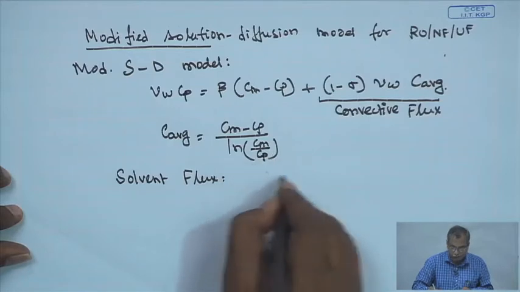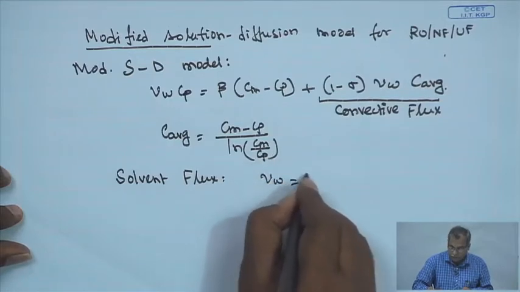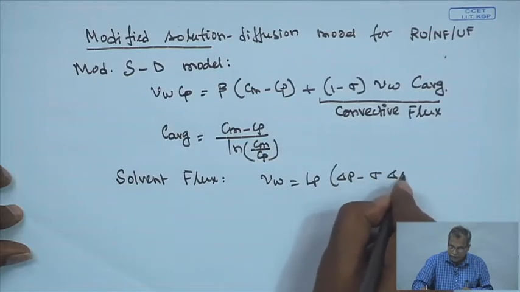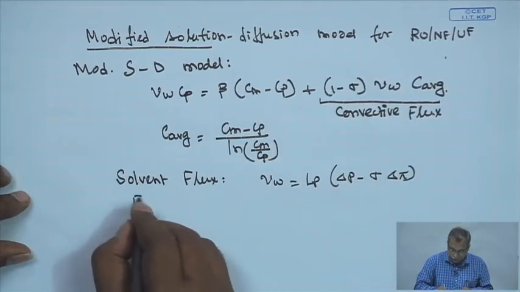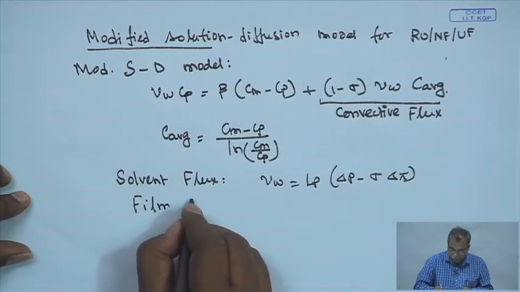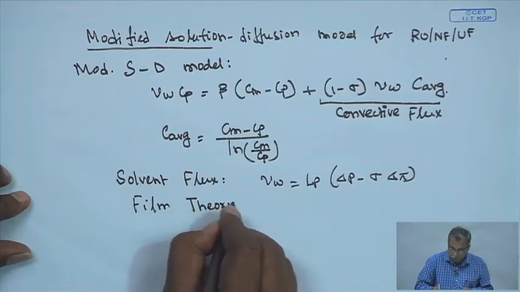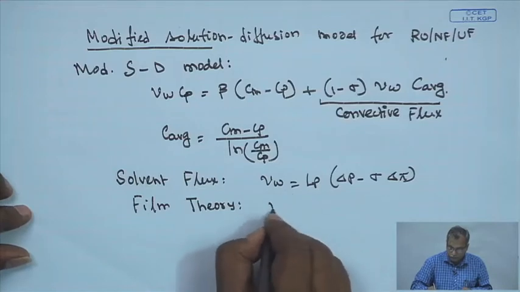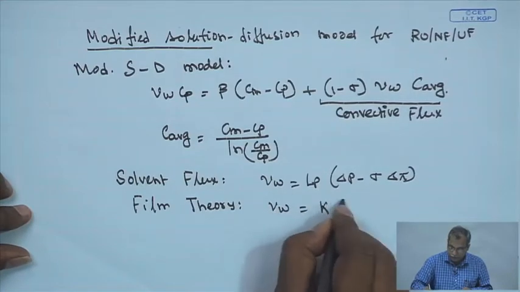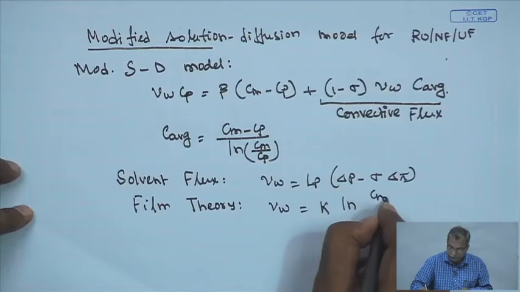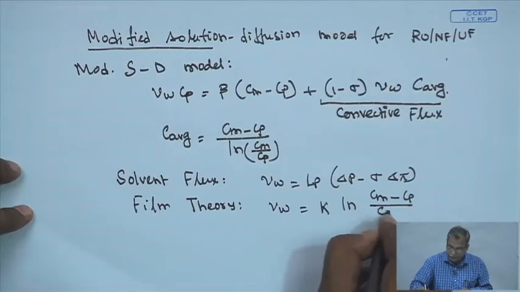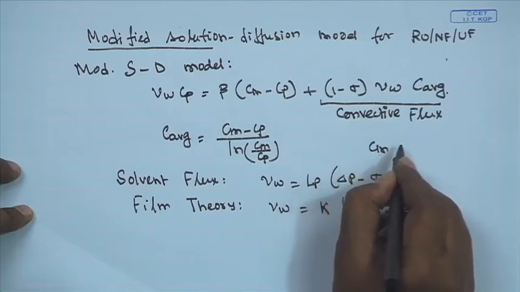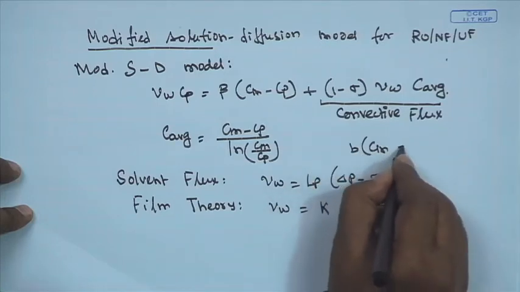So, that will be nothing but Vw = Lp(ΔP − σΔπ), and you have the film theory model for the flow through the flow channel outside the membrane. Vw is equal to k ln[(Cm − Cp)/(C0 − Cp)], and Δπ can be expressed in terms of Cm and Cp.